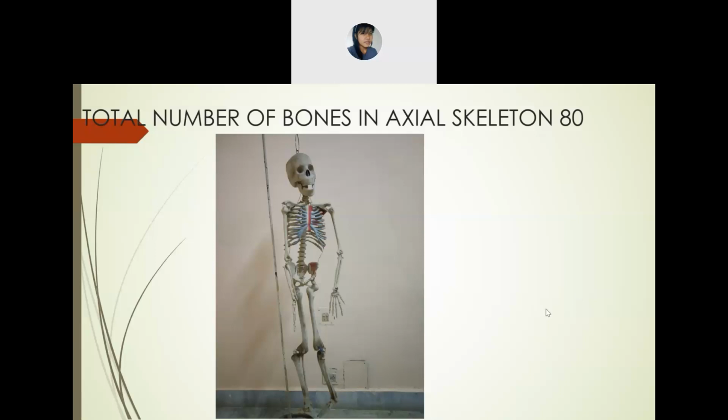Okay, next, Asim. Yes, ma'am. Okay, Asim, is this your vertebra? No, ma'am. Okay, is this your vertebra? No, ma'am. Okay, is this your vertebra? Backside. Yes, ma'am. Is he correct? Is Asim saying the correct answer? Babli, is he correct? Yes, ma'am. Okay, good.